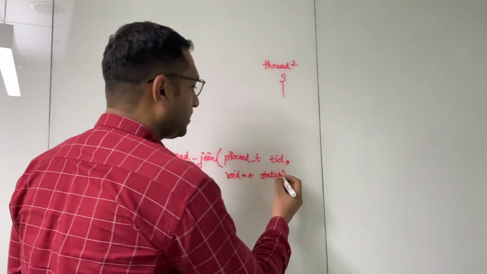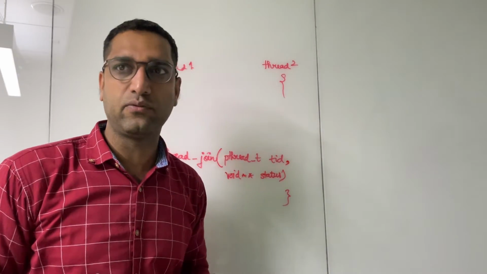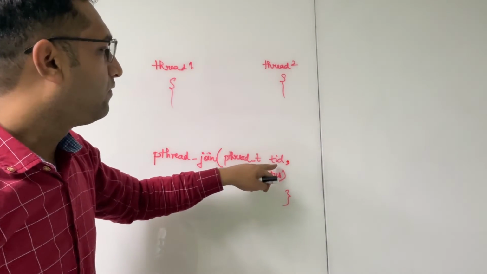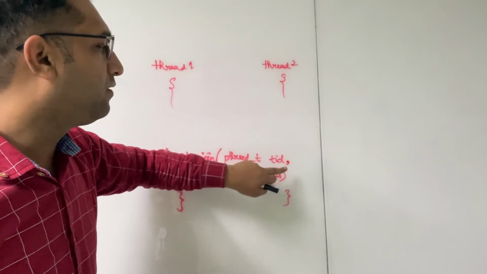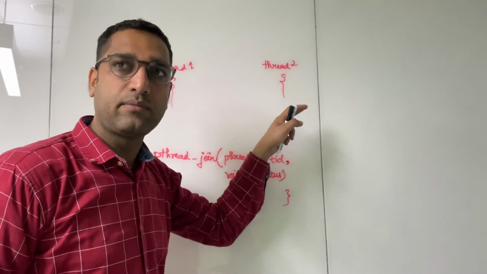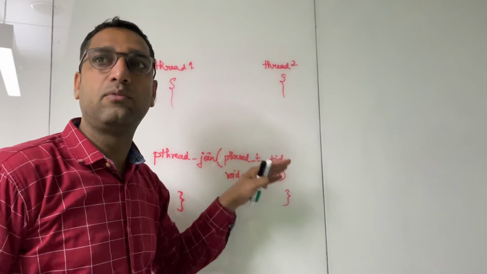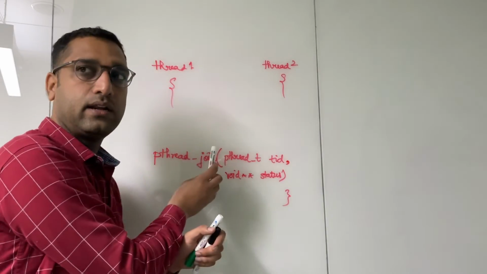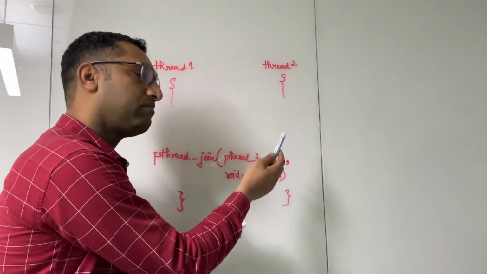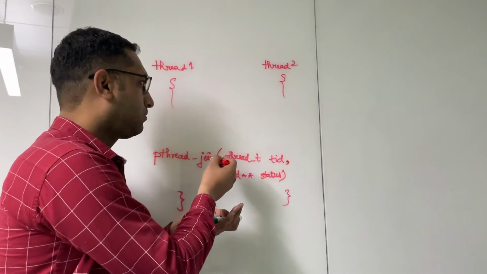Okay, so for status we can pass null. In that case, we don't require that information. Other than that, when we make a call with the TID, if we pass null, then whenever thread 2 is terminating, thread 1 will now unblock. Otherwise, the calling thread blocks here, waiting for thread 2 to terminate. If we pass null, good and dandy. Once thread 2 has terminated, thread 1 can move on.